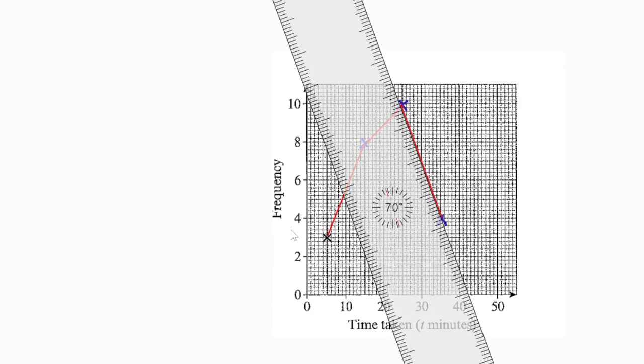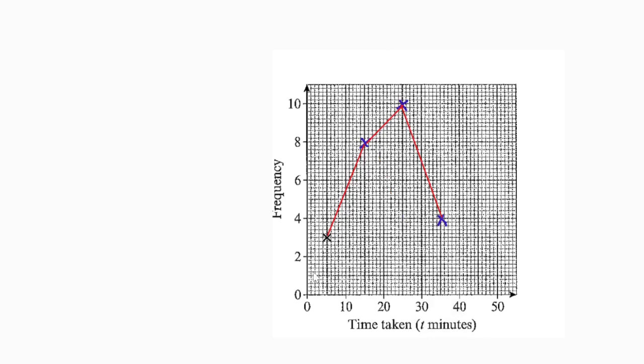And there we go, that's my frequency polygon. We don't join it to 0, 0, and that's how we would leave that.